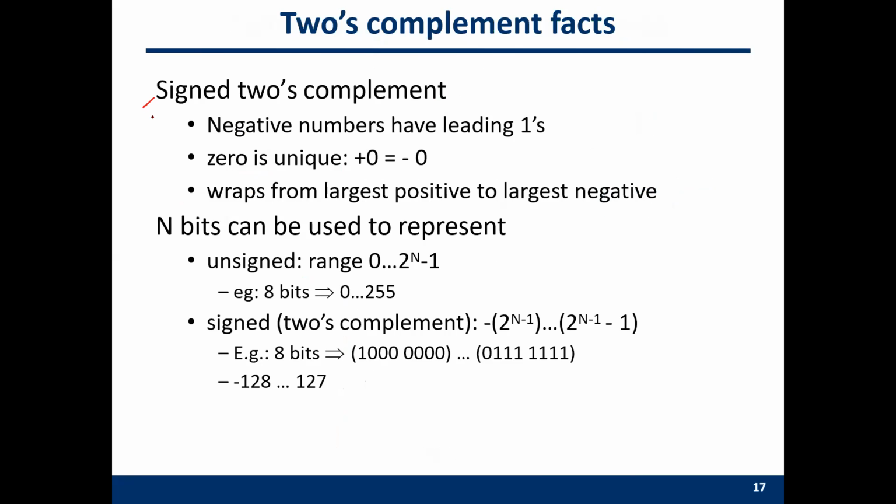So the signed two's complement has these advantages. We only have a 1 and 0, and we can wrap from the largest positive to the largest negative. Negative numbers also have leading ones. And then we present a table for you to look up unsigned bit and signed two's complement.